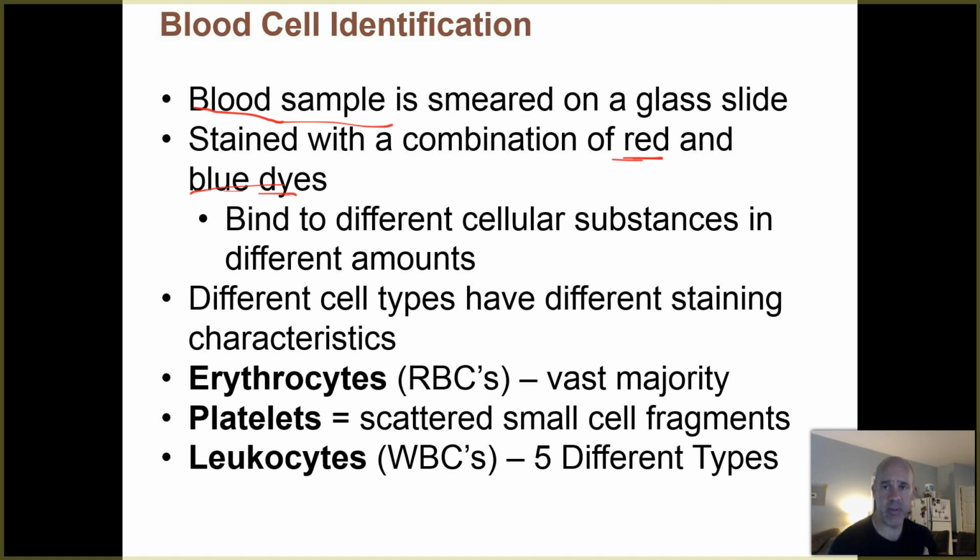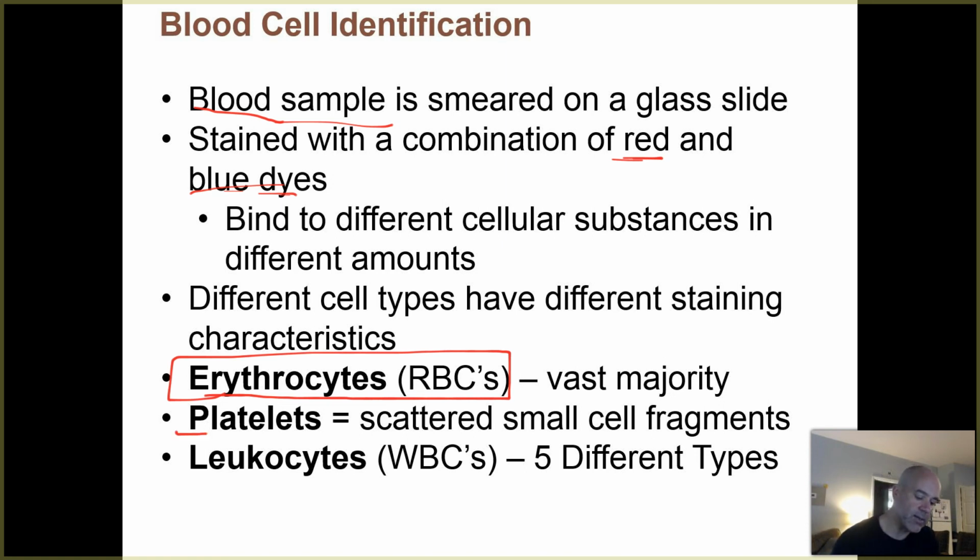And different cell types, depending on what their components are, will take up these different stains in different amounts, and that gives them different characteristics. All right, so you have these different types of formed elements on your slide. Now, when you look at a blood smear, the majority of what you see on there will be your erythrocytes, or red blood cells. They're going to be over 99% of what you would see on a blood smear.